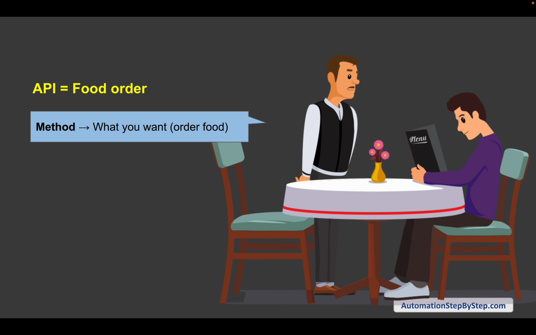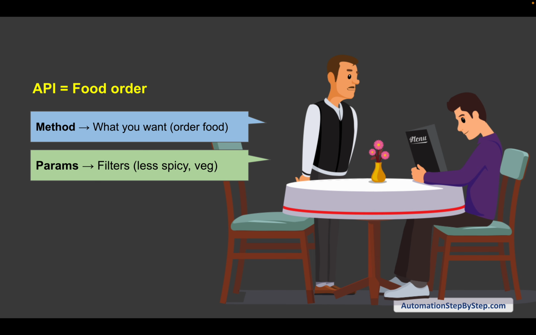Now, what you want exactly is like the method. In the last session, we discussed HTTP methods: get, post, put, patch, delete, etc. So what exactly do you want? Do you want to read data? Do you want to create some data? Do you want to update or delete some data? That exactly is decided by the method. So in this case, you want to order the food. So that is what exactly you want.